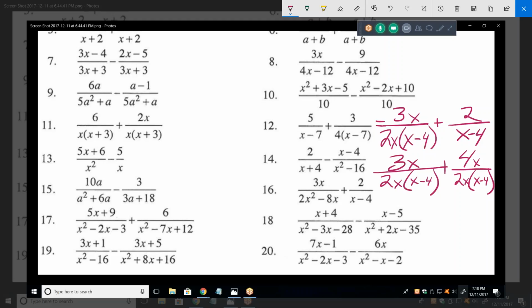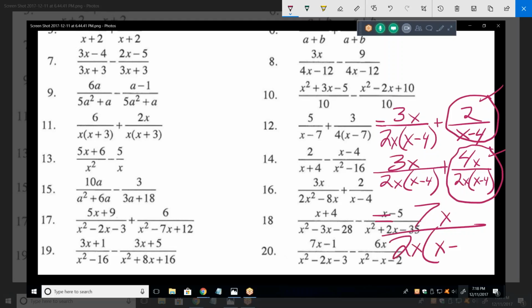In other words, my goal is to make sure after I've done it that that's the same as that. Always do that step. And you'll see that it is. In other words, my x's cancel, my 4 over 2 becomes a 2, and those two are the same things. Now, keep going. So then it's become 7x over 2x times x minus 4. And again, you're going to see the advantages of not multiplying that out.